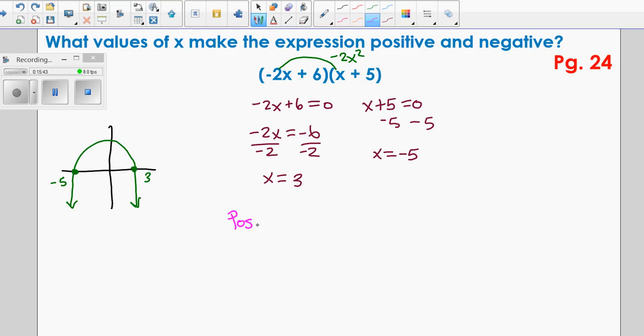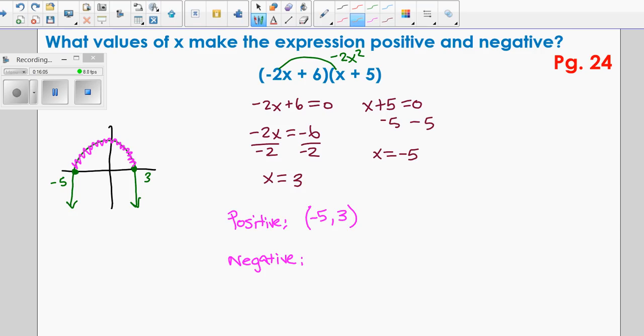Alright, so where's this function positive? Positive means that I'm looking for where my function's above my x-axis. So my function's above my x-axis, starting at the x value of negative 5 all the way to the x value of 3. So from the x value of negative 5 to the x value of 3, do not include those. And then it's actually negative this time in 2 places.